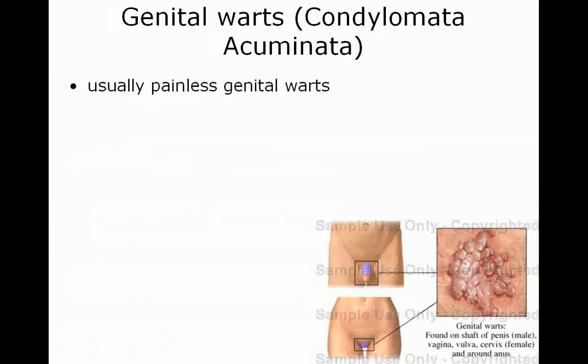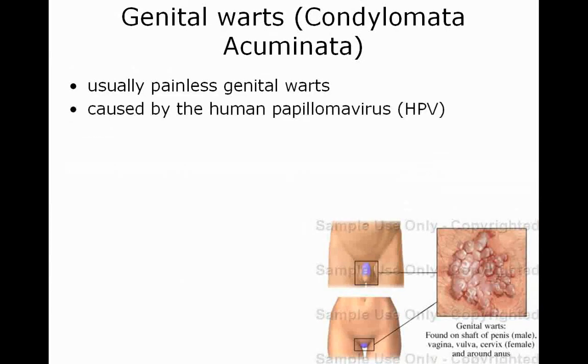Genital warts. This is another viral sexually transmitted disease. It's caused by the human papillomavirus, abbreviated HPV, and causes these very obvious lesions on the genitalia, either, of course, on the penis of the male, the vagina, the vulva, or the cervix of the female. They're painless.